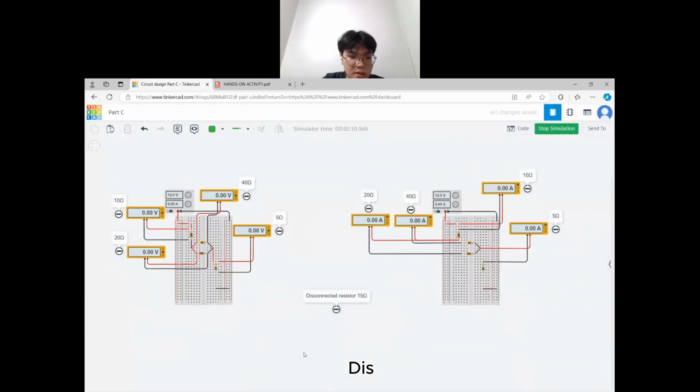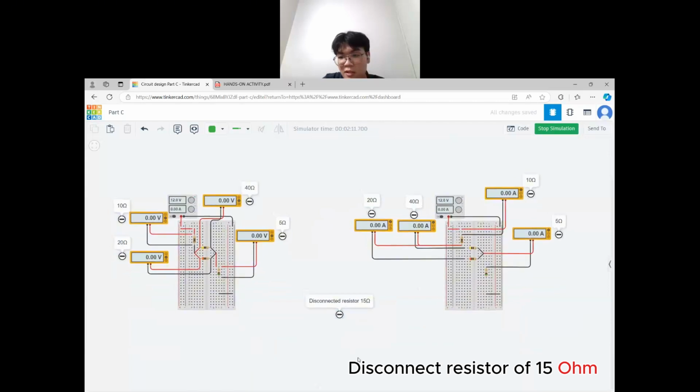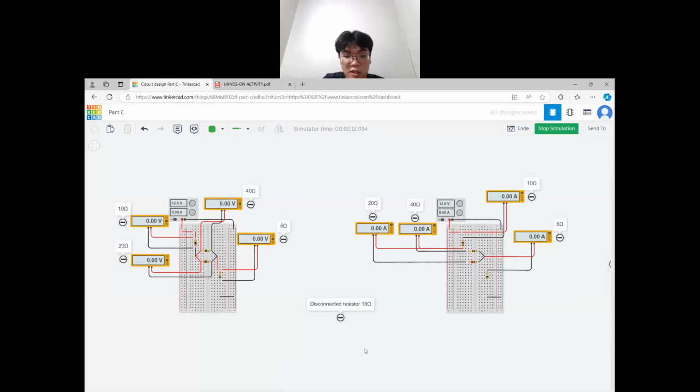And the next one is the circuit that disconnected resistor 15 ohm. This condition is same with the last one, the circuit disconnected resistor 5 ohm. The circuit also is an open circuit. It means the current and the voltage cannot flow completely in the circuit. So all the voltage and current will be shown zero.